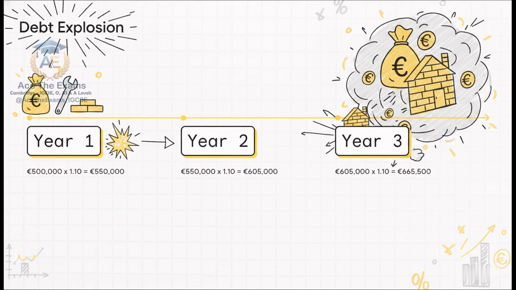10% of 550,000 is 55,000. So now the debt is 605,000 euros. By year 3, the 10% interest adds over 60,000 euros, bringing the final debt to that staggering 665,500 euros. This is exactly where Sam usually messes up, trying to use the simple interest formula for a compound question.